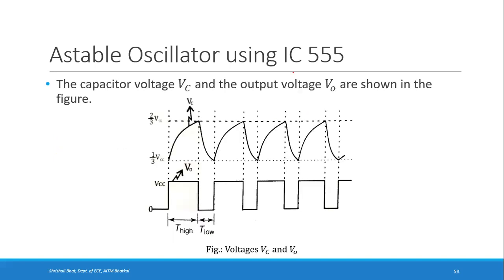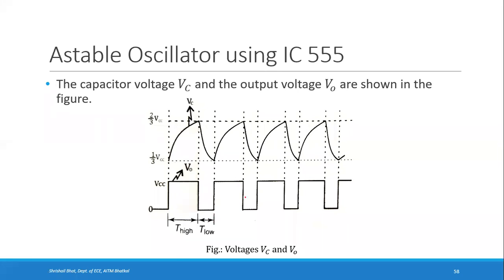So what we observe, if you plot the graph of voltage across VCC, at 1/3 of VCC, capacitor starts charging, and at 2/3 of VCC, capacitor starts discharging. So this will continue. Okay, so this is the voltage across the capacitance. And if you draw the output voltage, whenever the capacitor is charging, the output is VCC. Once the capacitor starts discharging, the output is 0. So you are getting oscillations like this, a square wave signal with certain time interval T high and T low.